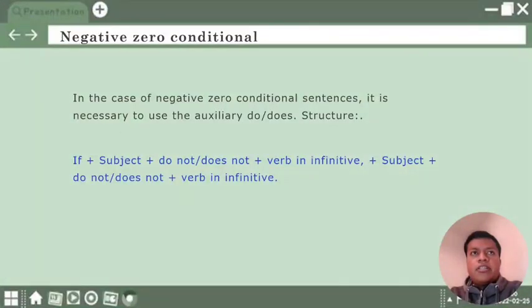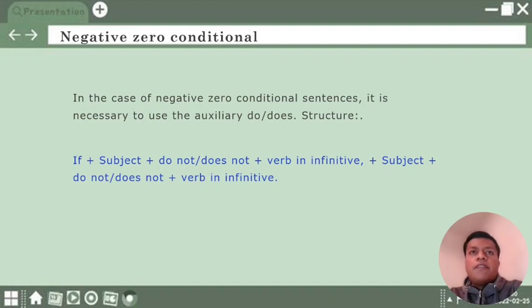Negative zero conditional. In the case of negative zero conditional sentences, it is necessary to use the auxiliary do, does. Structure: if plus subject plus do not, does not, plus verb in infinitive, plus subject plus do not, does not, plus verb in infinitive.